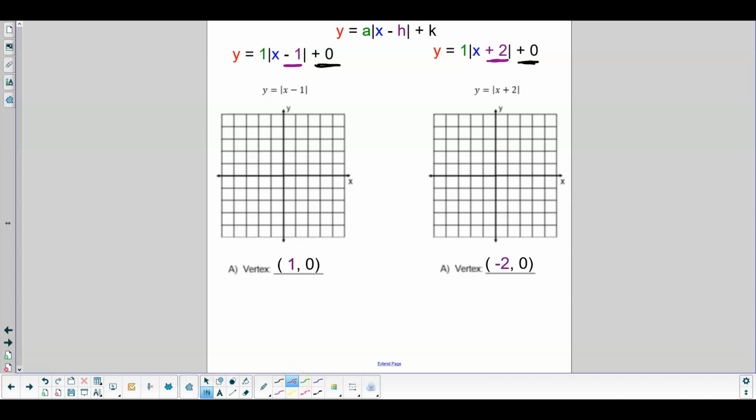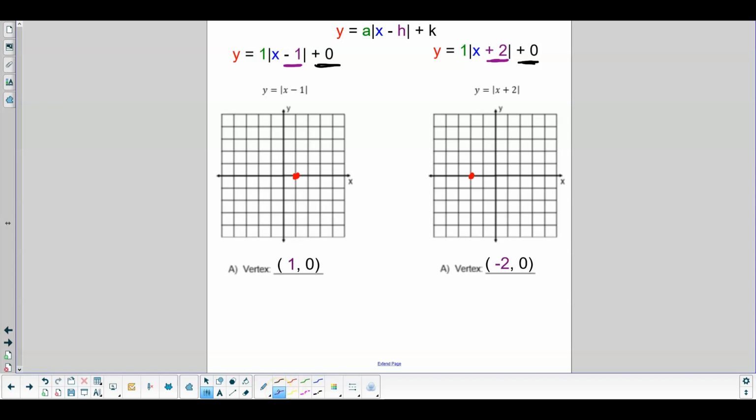Once again, let's put our vertices in now. So at 1, 0, we're going to go over 1 to the right, and then don't go anywhere else. And at -2, 0, we're going to start at the origin, go 2 to the left, and don't go anywhere else. So that's the starting point. That's where your vertex is.